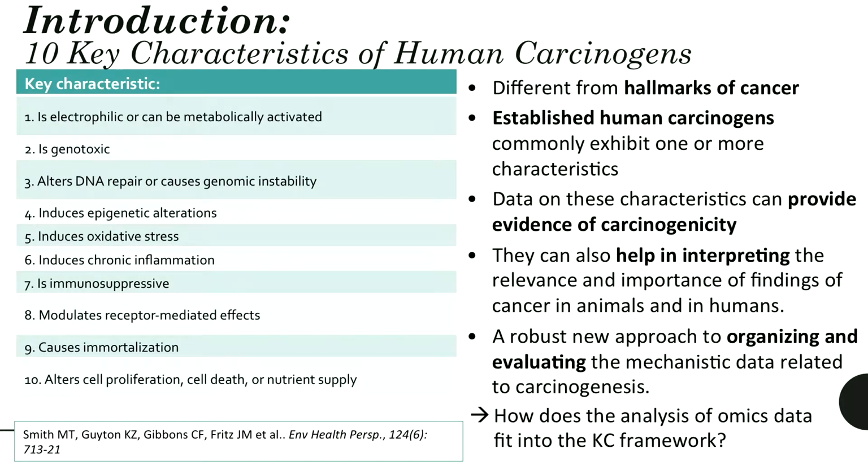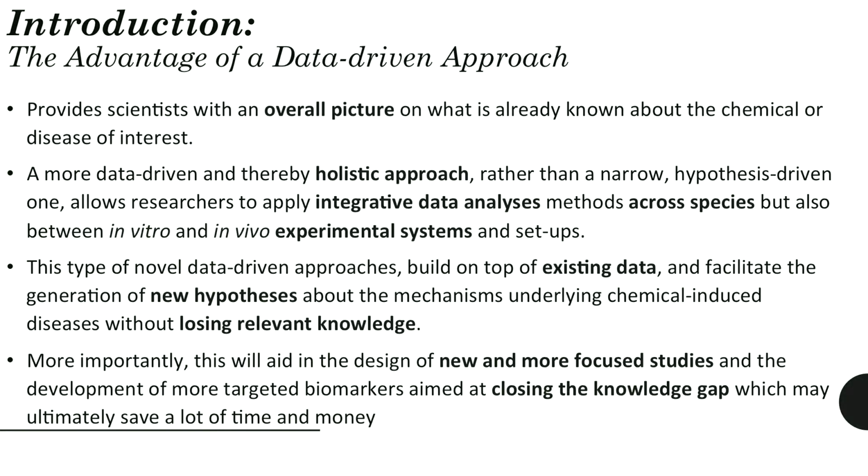And we were wondering how omics data might fit into this KC framework. The advantage of a data-driven approach is that it provides scientists with an overall image of what is known about a chemical and a disease they're interested in. It provides a more holistic approach, so it doesn't exclude things like you would have in a hypothesis-driven one. And it allows you to do analysis across species, between in vitro and in vivo experiments and different setups. And it uses existing knowledge, which is of course good, because it saves a lot of time and money in doing research that perhaps has already been done. So it provides the opportunity to be more specific about what type of research will be done.